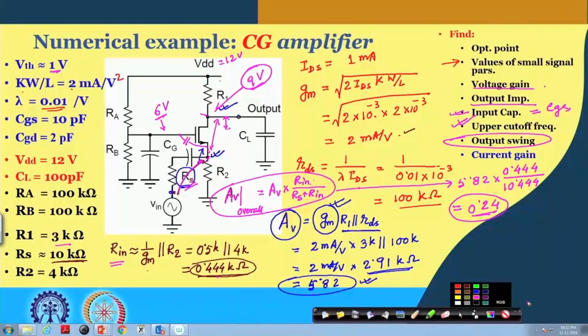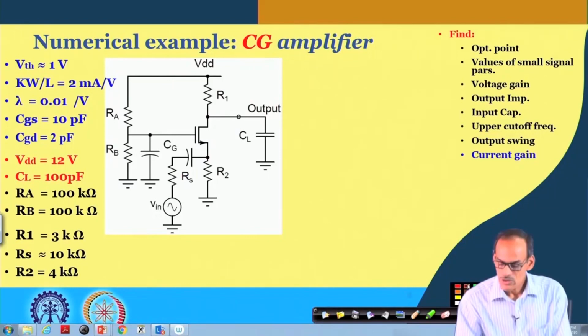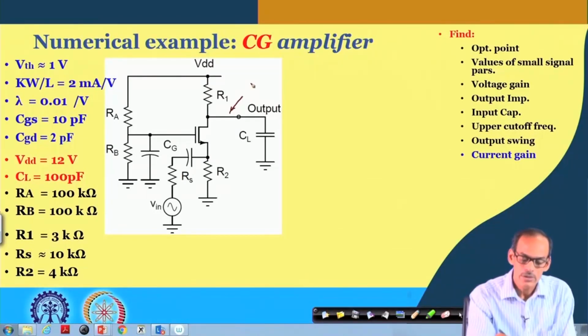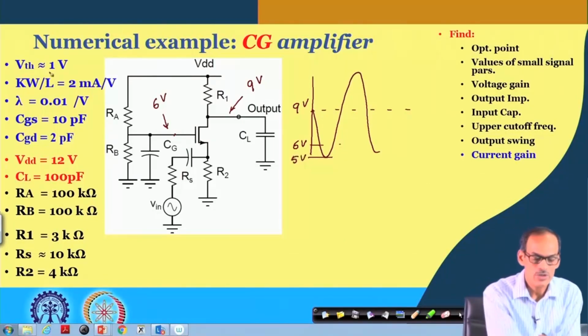Sorry, the slide is becoming very clumsy. Let me clear it and then rewrite this part. So, what we said here is 9 volt DC, and the voltage here is 6 volt. So, at the output node we have 9 volt and the gate voltage is 6 volt. So, we can have the signal swing like this. If this is 6 volt, it can go as low as 5 volt, because the threshold voltage is 1 volt.